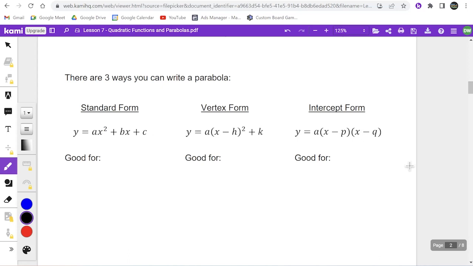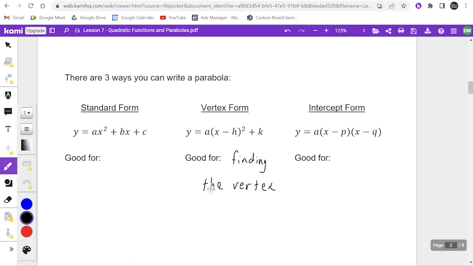So we're going to start with standard form. Actually, we're going to skip standard form. Even though standard form is the most common you'll ever see in math, I'm actually going to skip it. We're going to start with vertex form because we just were talking about the vertex. So vertex form is good for finding the vertex.